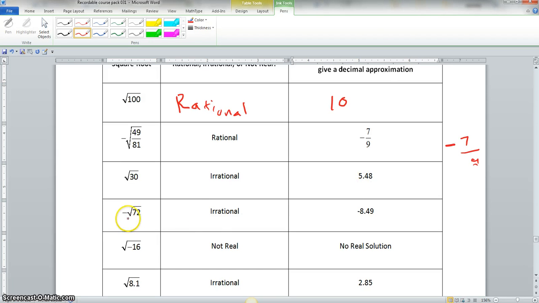Now, we have another negative sign on the outside of the square root. So it's irrational because this isn't a perfect square. We carry over our negative, and then the square root of 72, we will round to 2 decimal places. It'll give us a negative 8.49. Now we come here to the square root of negative 16. Because the negative is under the square root, it's not real, and there's no real solution is its answer.